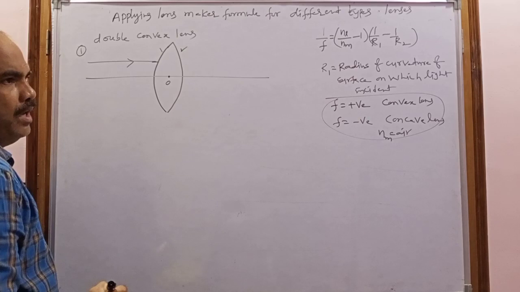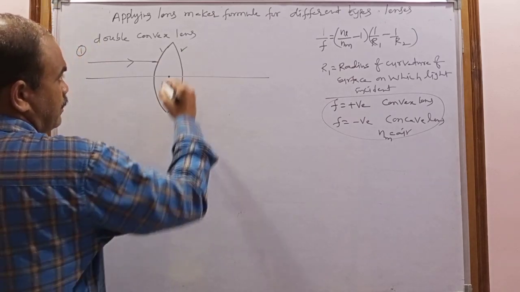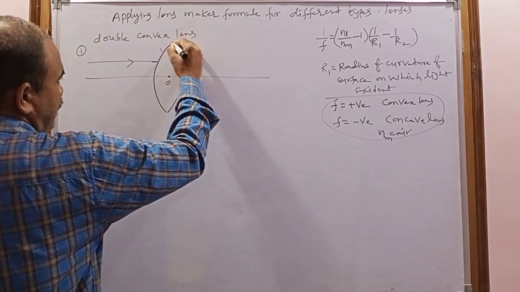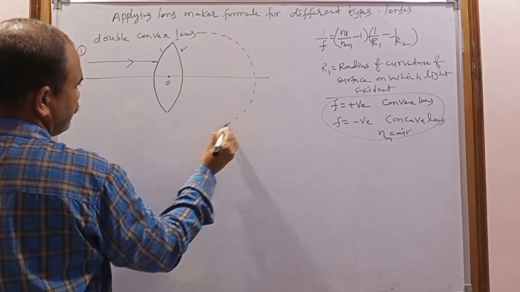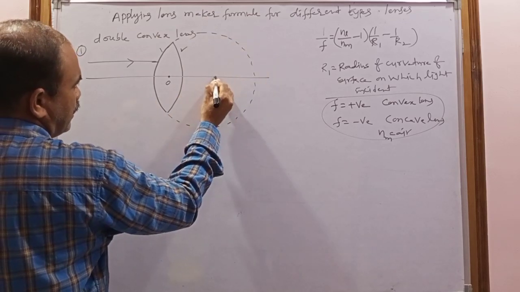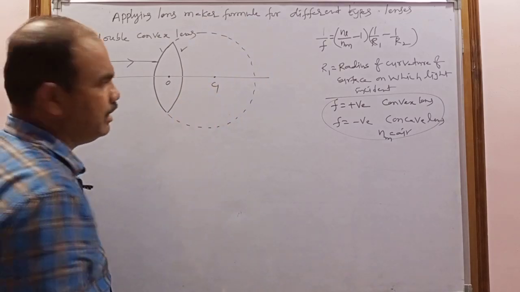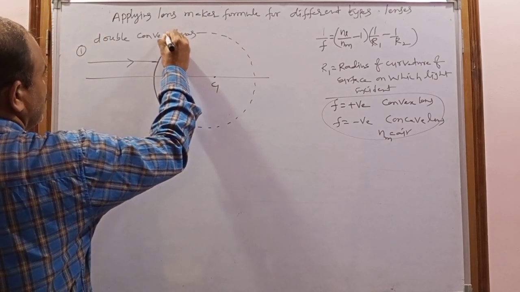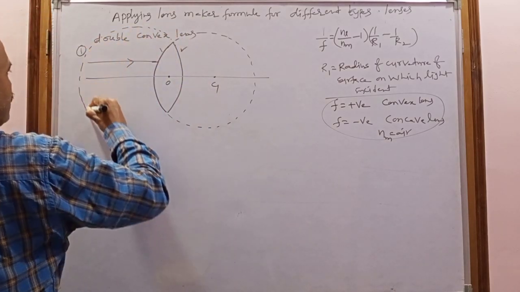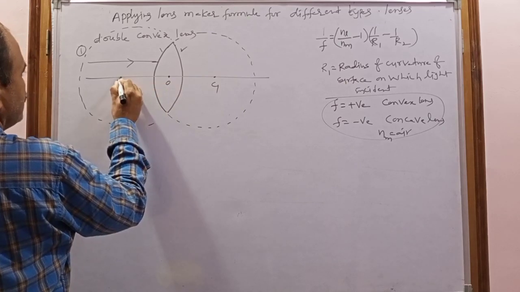To follow the sign convention, a simple technique is to take the first surface as a part and draw the sphere. You get the sphere, and the center of that sphere is considered C1. By taking the second surface as a part, when you draw the sphere, you get a sphere whose center is C2.